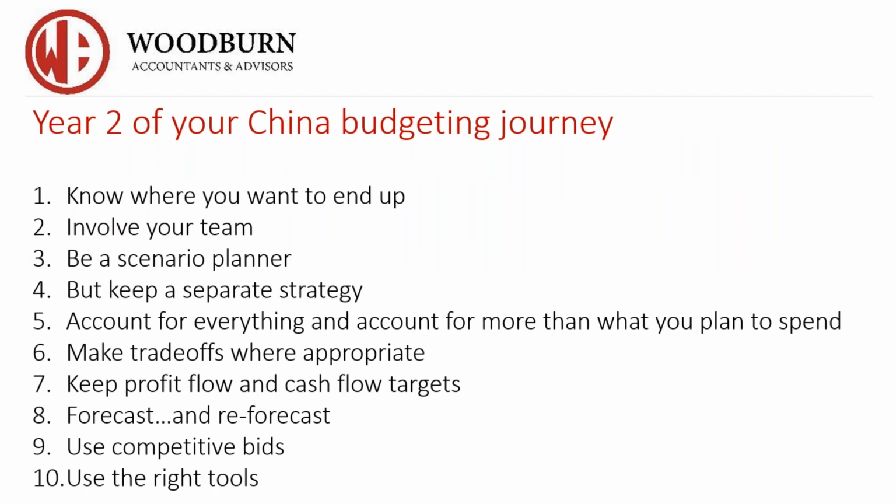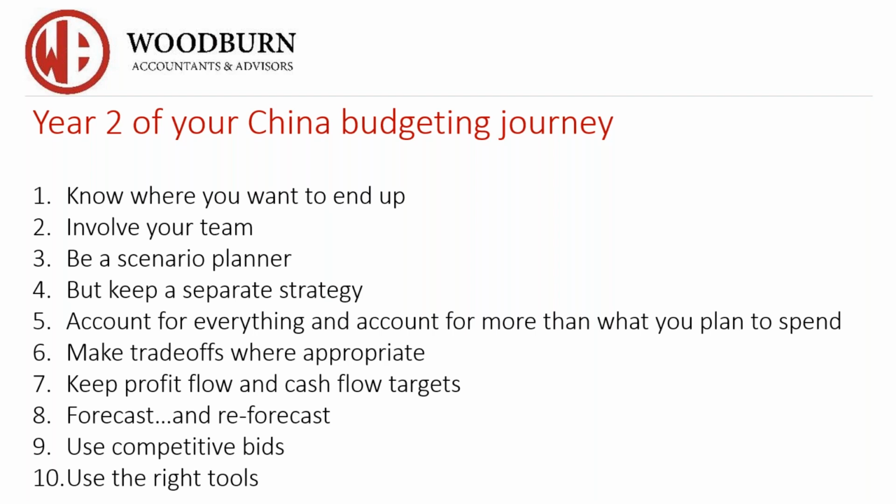Now we're looking at year 2 of your China budgeting, and this could be year 2, year 3, year 4. I want to give you guys some tips on how to continue this process and to not feel like you're doing it by yourself, which can be very daunting. So the first one is obviously you have to know where you want to end up, and that comes through your business plan. It might even come through certain investors who tell you where you should be ending up.